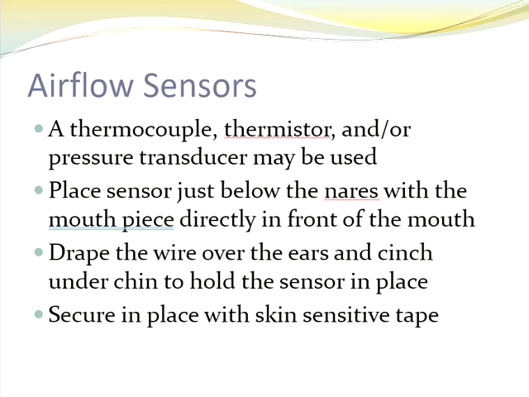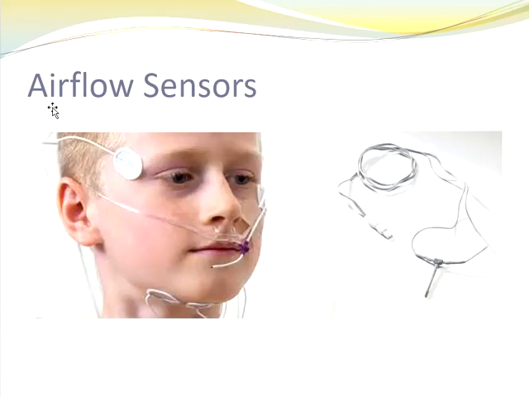The airflow sensors are placed just below the nose, the nares, the nostrils, and then there's generally a little piece that hangs in front of the mouth. It doesn't go in the mouth, it just hangs in front of it. The wires go back around the ears, and then there's a little piece that will cinch in place. So they go just in front of the nose, around behind the ears, and come back towards the front, and then you cinch it in place.